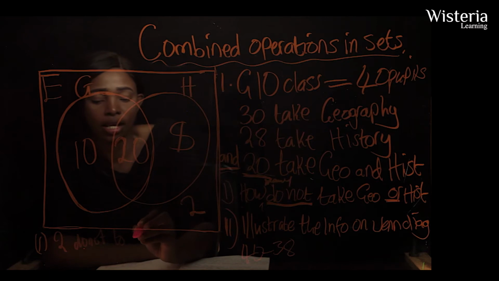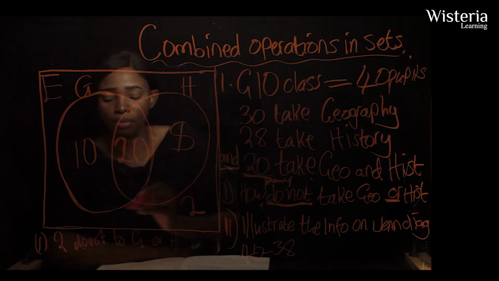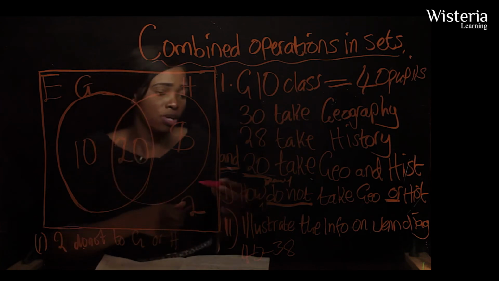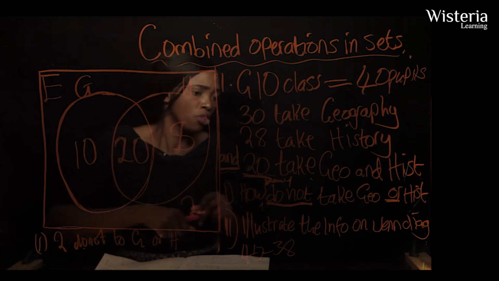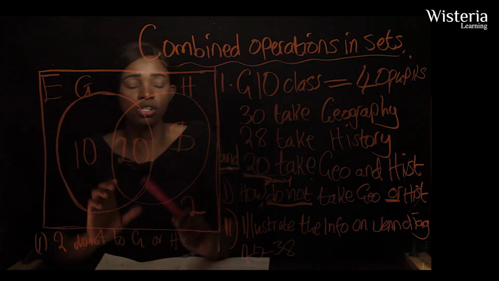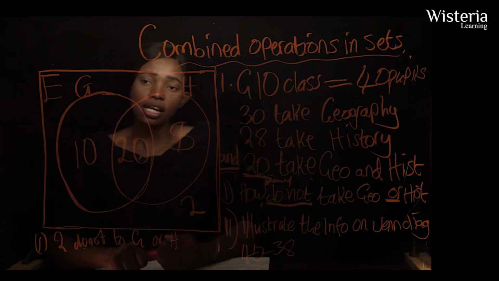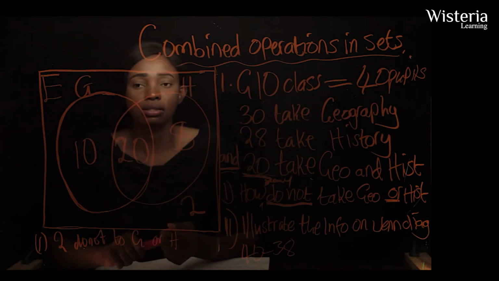take geography or history. There are 2 of them. Then illustrate the information on a Venn diagram, which we have already done. So it is from this illustration where you are able to see which elements are in the complement set.